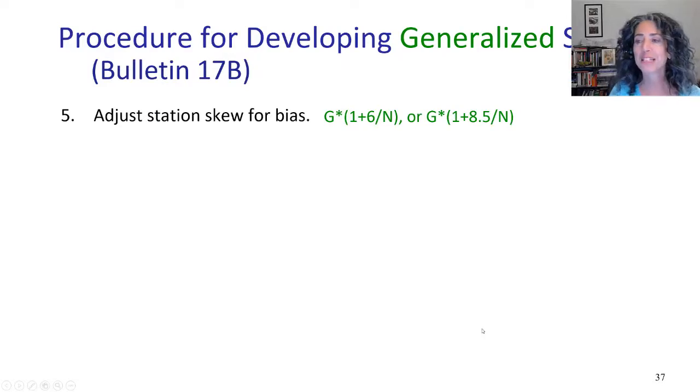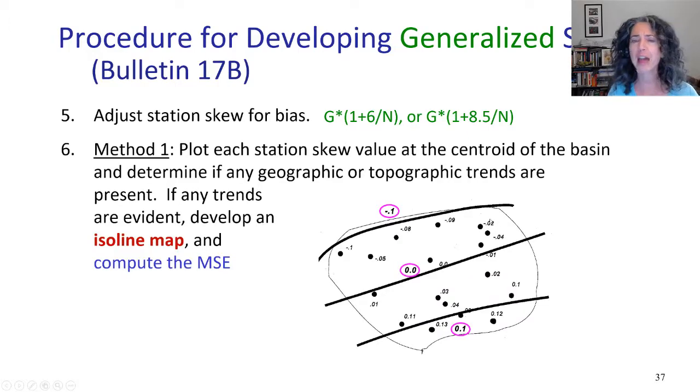Once that's done, adjust the station skew for bias with one of these two equations. And then they had 3 methods that they recommended. The idea was to try all 3 methods and use the one that worked the best. So the first method was spatial, to create an isoline map. So plot your stations and your estimated skew coefficients on a map and draw isolines as well as possible.